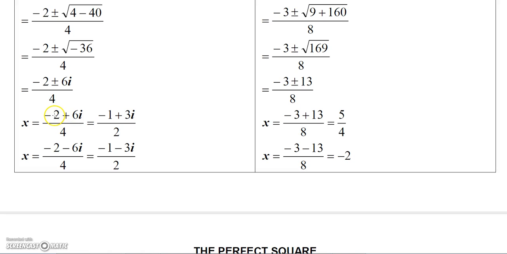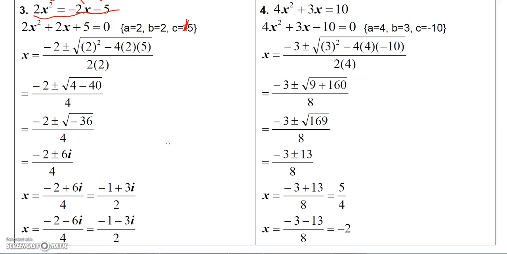But again, I can reduce this because I can divide all three of these terms by 2. If I divide minus 2 by 2, I get negative 1. Divide 6i by 2, I get 3i. Divide 4 by 2, I get 2. And similarly, I do the same thing down here, and I get minus 1 minus 3i over 2. So I have minus 1 plus 3i over 2 and minus 1 minus 3i over 2.